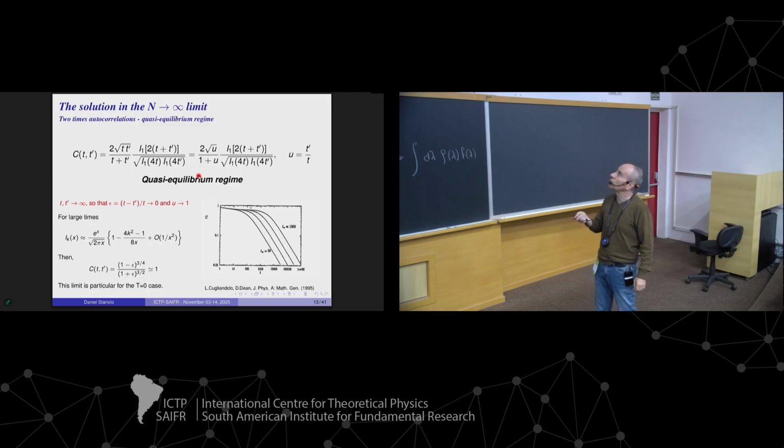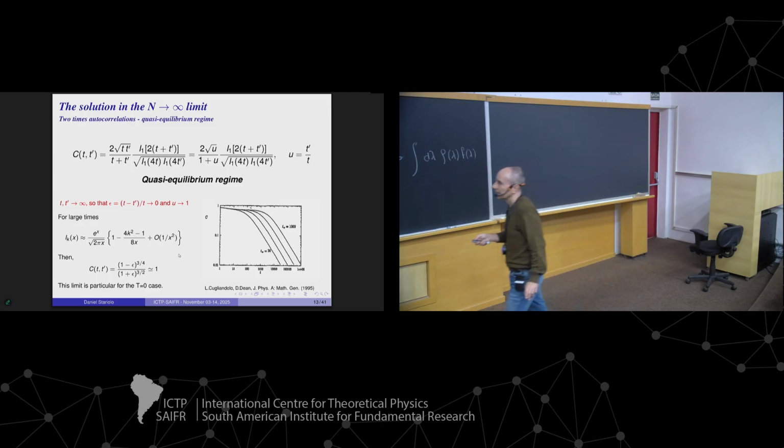So in order to extract this quasi-equilibrium regime, we consider large times, t and t prime are large, but so that the difference, t minus t prime, the tau that we defined earlier, is small compared to each of the two times. In particular, t minus t prime over t goes to 0.